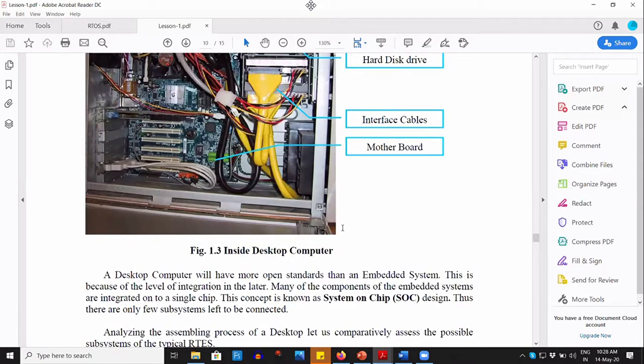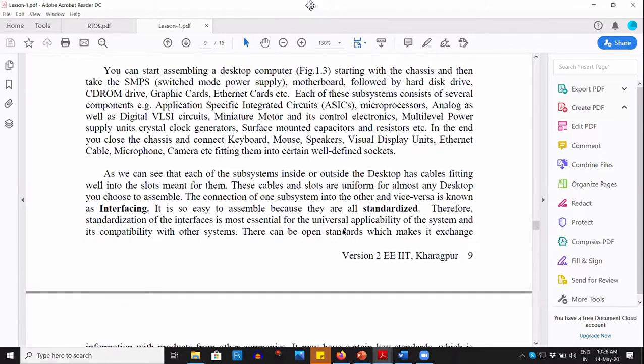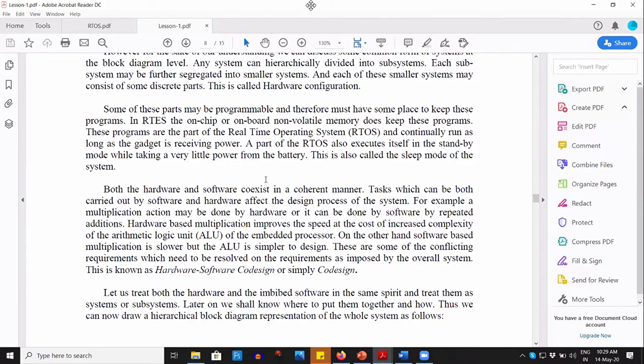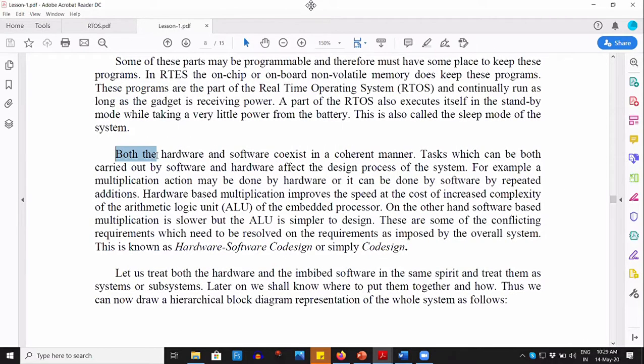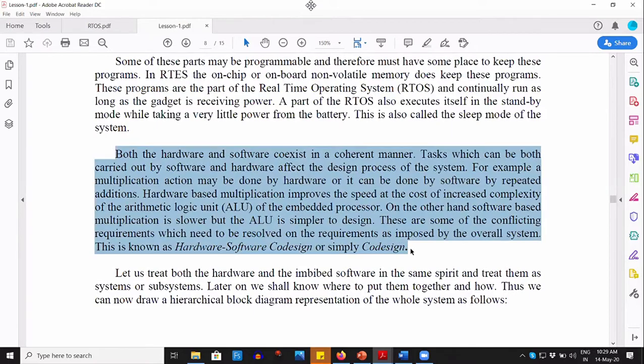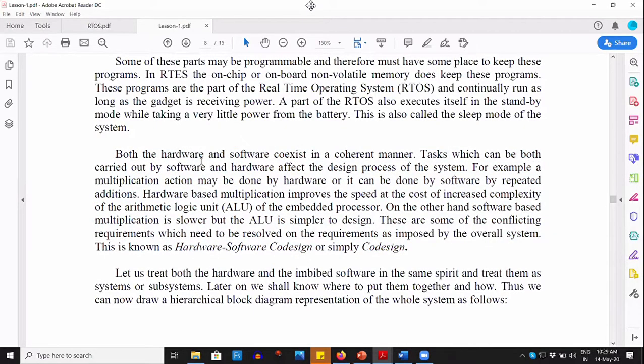See this point here, somewhere it's written here. They talk about hardware software coexistence. See this, these lines are very important. Both the hardware and software coexist in a coherent manner. Now you have seen that there is hardware also, there is software also. So these need to coexist together.